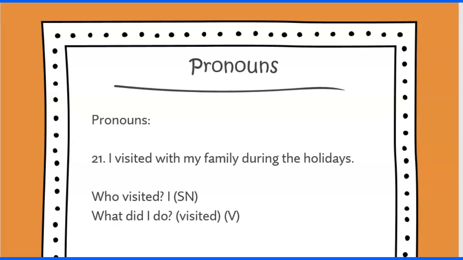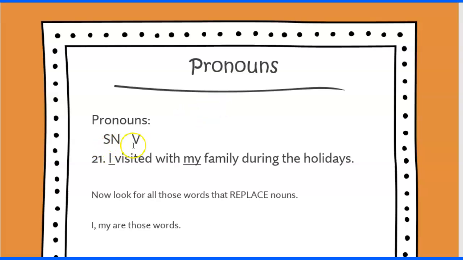All right, and then pronouns is going to be our very last one. And we know that pronouns are taking the place of our nouns, which is person, place, or thing. We want to look for those in just a second. But first we want to ask our questions. The sentence is, I visited with my family during the holidays. Well, who visited? I is the subject noun. What did I do? Visited, a verb. So we would put subject noun and verb right there.